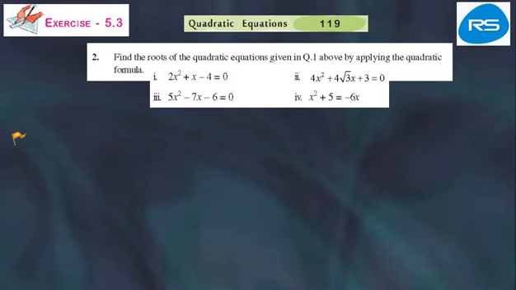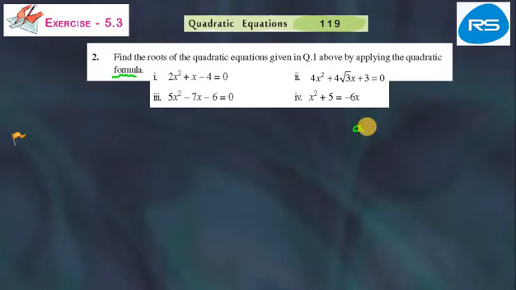We are doing quadratic equations, exercise number 5.3, question number 2. The question is, you have to solve the quadratic equation by using the formula. So first of all, I will revise the concept.